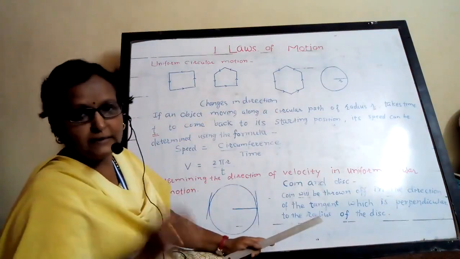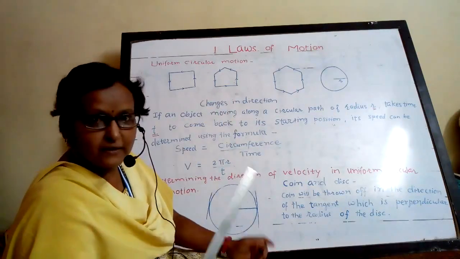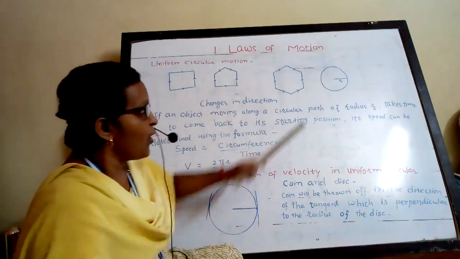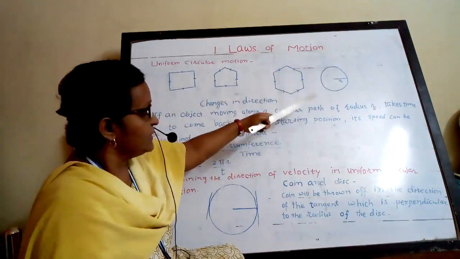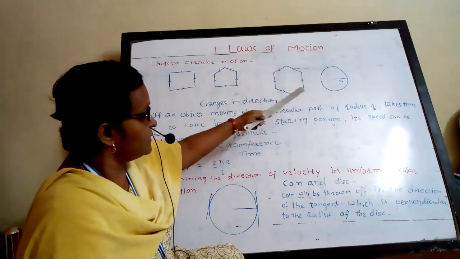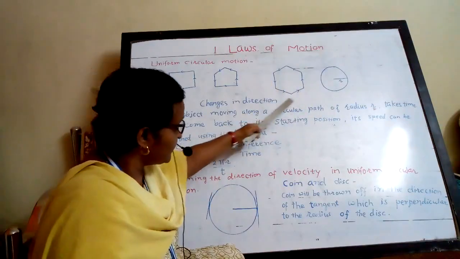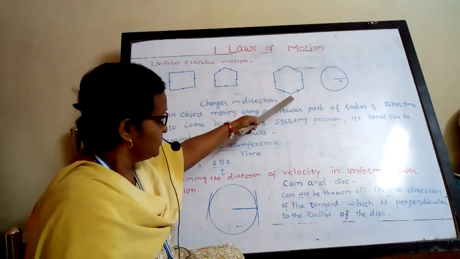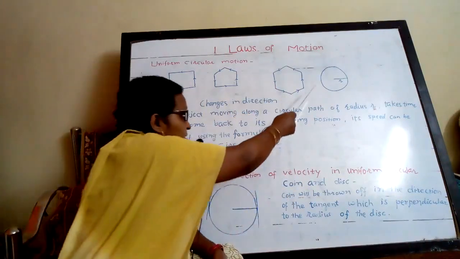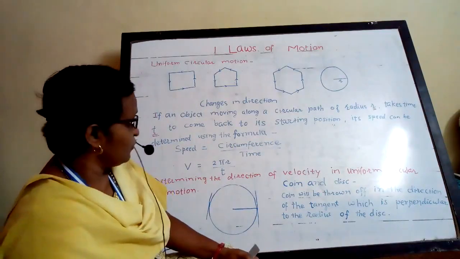Now go on increasing the sides of that object infinitely. A time will come when it will form a circle, and then we say that the object is moving in a circular motion or in a circular path. Go on increasing the sides of this figure, and one time will come that there is a circle, or the object is moving in a circular path.